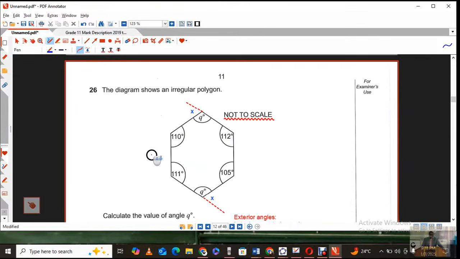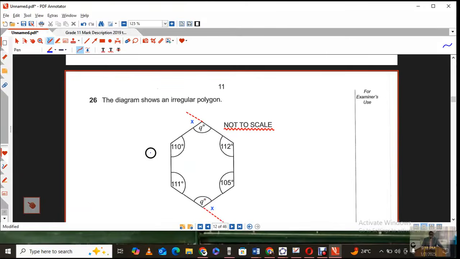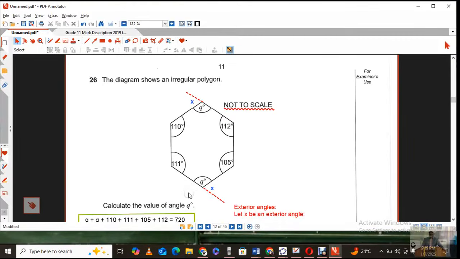Right. So question 26. The diagram shows an irregular polygon. So what I've done, I've indicated here very clearly that this is not to scale. So please don't work on this diagram with the idea that, say, 110 is something. People go and divide these, they say, okay, this is going to be a triangle over there. Don't do that. This diagram is not to scale. So what you can do, there are two ways.